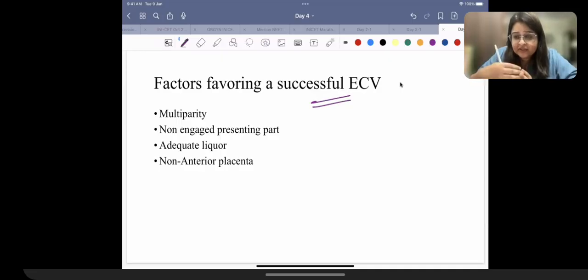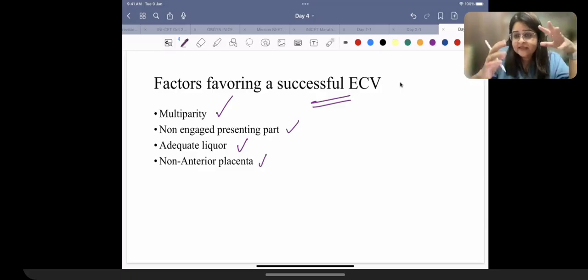Which patients do you think ECV will be more successful? If she's a multiparous, you have a higher likelihood of getting a better result. If the breech hasn't entered the pelvis. If the amniotic fluid is good, if it's normal, it shouldn't be too less, it shouldn't be too more. Oligo, poly are not contraindications to doing an ECV. The success will go down, okay, but you can do it.